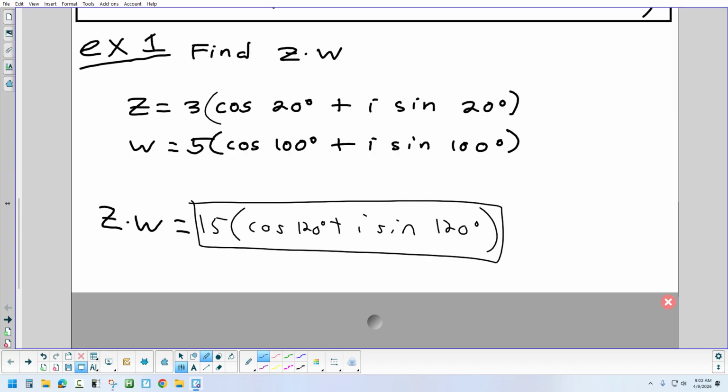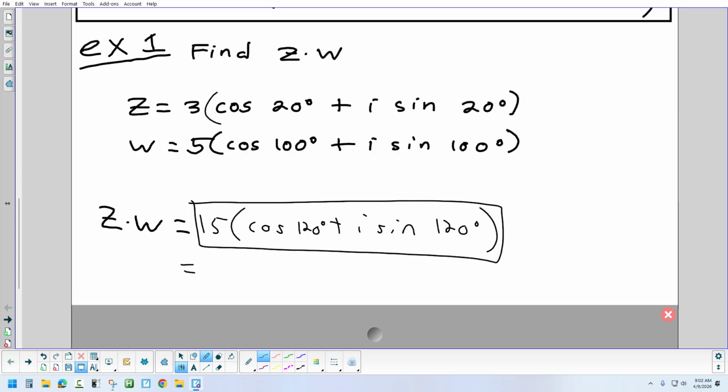Now I want to check that. What I'm going to do to check it is I'm going to change everything back to the way we're used to doing it, multiply it that way, and see if we get the same answer. Okay. Let's change this to standard form first. So the way I'm going to do that is I'm going to multiply the 15 out to the cosine and to the sine. So let's start with 15 times the cosine. Okay, so we'll need a calculator to do that.